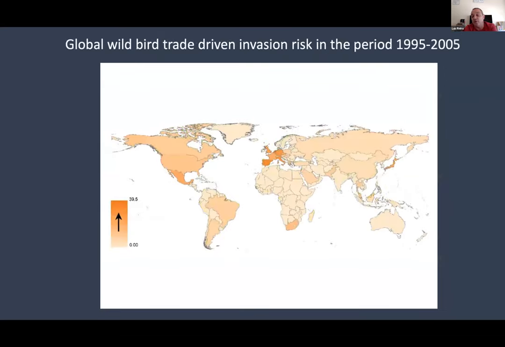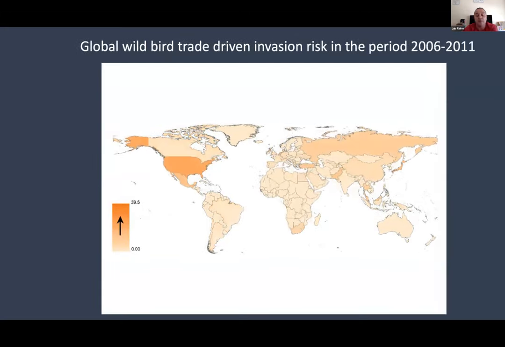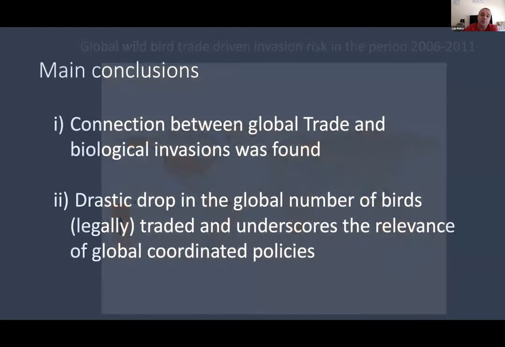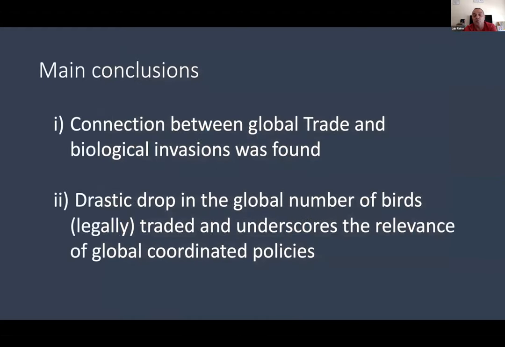So mapping the invasion risk, you can see that before the ban, specific areas like Western Europe, Japan, South Africa, and North America in general have a very high invasion risk. And after the European ban, this changed a bit for Europe, but at the expense of other regions, for instance maybe in Asia. And it seems that the US now has a higher invasion risk due to the trade. Well, main conclusions.